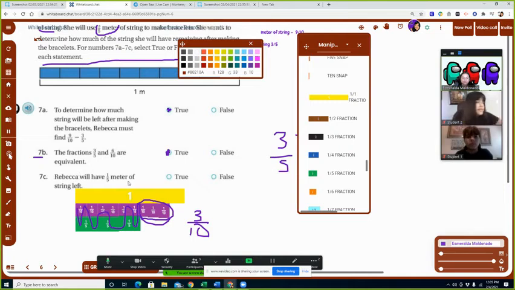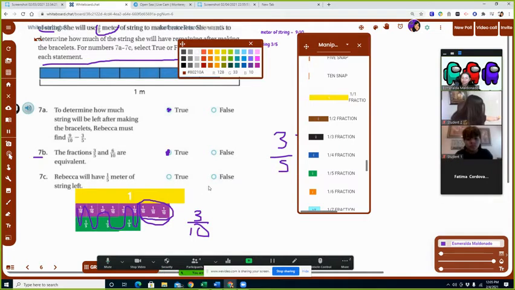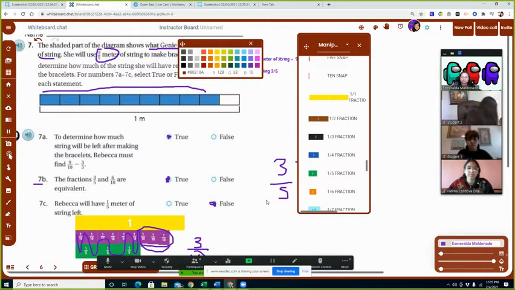Now Rebecca will have 1/5 meter of string left. Is that true or false? False. It is false. Any questions on that problem? Number 7. No. All right.